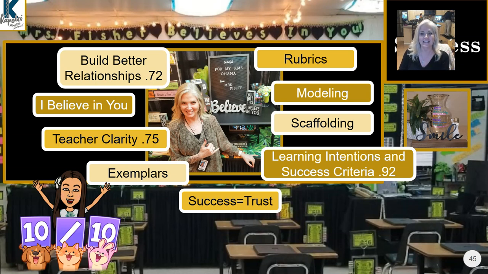And you need to set them up for success with teacher clarity in the form of exemplars, rubrics, modeling, scaffolding, etc. According to John Hattie, teacher clarity has an effect size of 0.75. That is almost 2 years growth. Additionally, according to best practices by Hattie, students need to have learning intentions, kamaka'o, and success criteria, kekolokolo hamana, which yields an impressive effect size of 0.92, which is over 2 years growth.